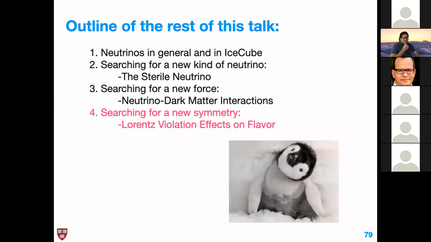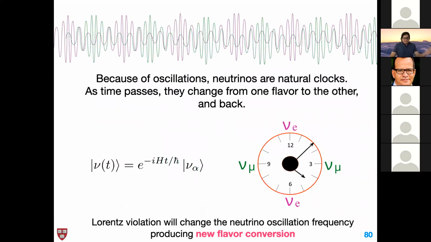Now let me talk about a final topic of this presentation, which is looking for new symmetries. Like I was saying in the beginning, neutrino oscillations are essentially the neutrinos having an internal clock whose frequency is given by the mass squared difference between neutrinos. You can model that with this Hamiltonian evolution. So if you introduce something like Lorentz violation, what you're essentially doing is modifying how time changes. And that can introduce new flavor conversions, new oscillation frequencies, in your neutrino patterns.